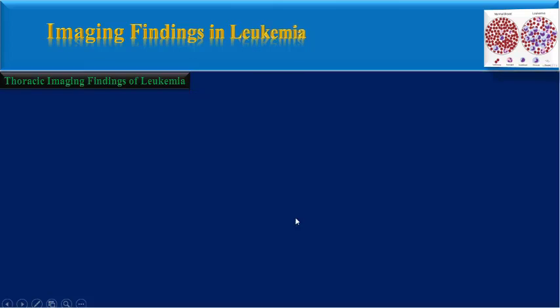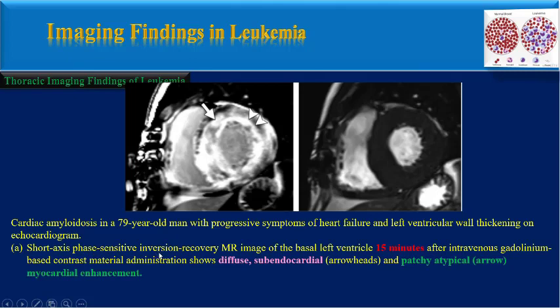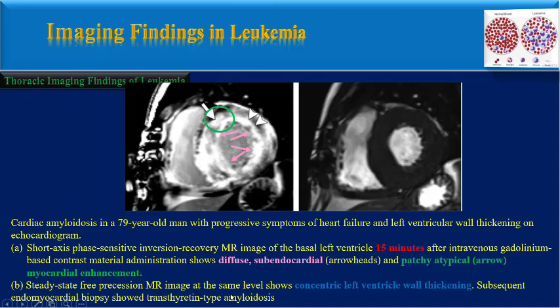Another case presentation: cardiac amyloidosis in a 79-year-old man with progressive symptoms of heart failure and left ventricular wall thickening on echocardiogram. Short axis phase sensitive inversion recovery image of the basal left ventricle 15 minutes after gadolinium injection shows diffuse subendocardial and patchy transmural myocardial enhancement, and steady state free precession MR image at the same level shows concentric ventricular wall thickening. Subsequent endomyocardial biopsy shows a type of amyloidosis.